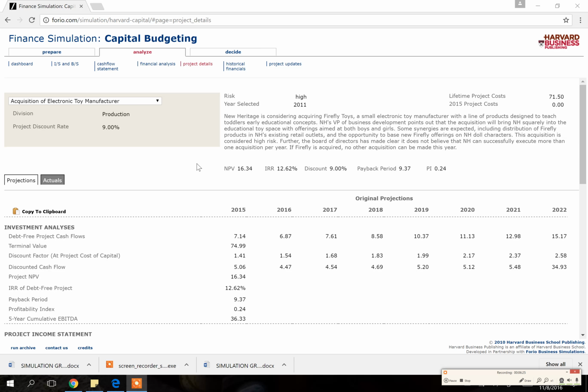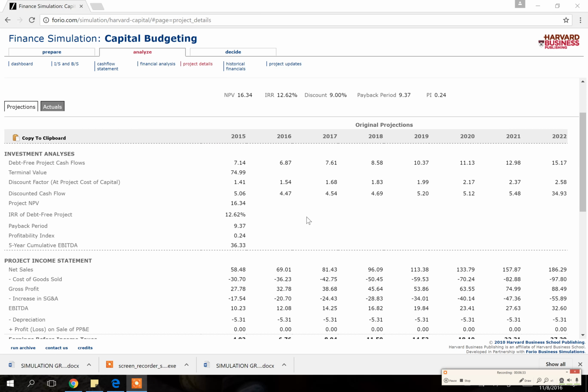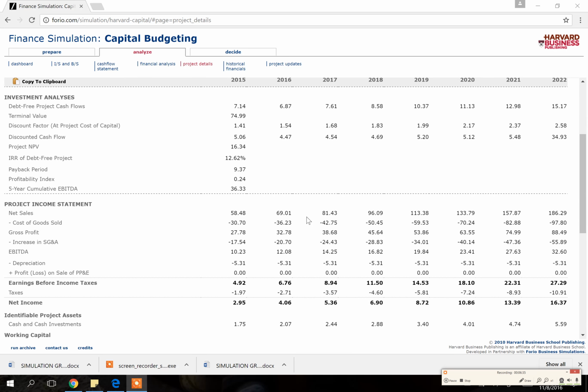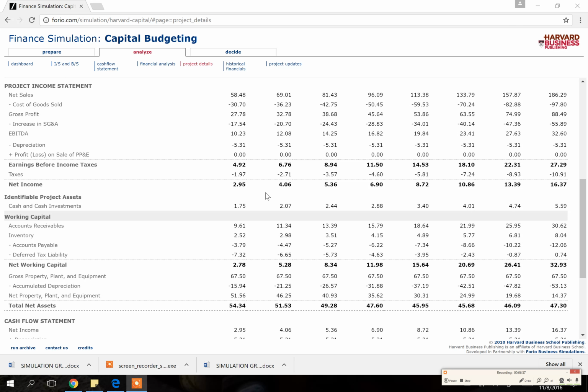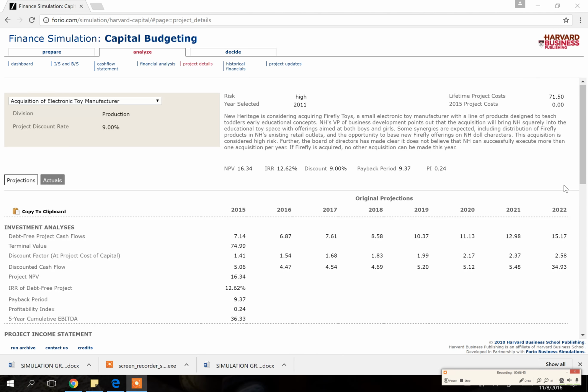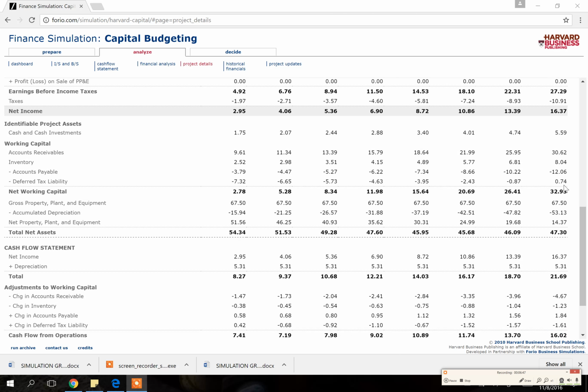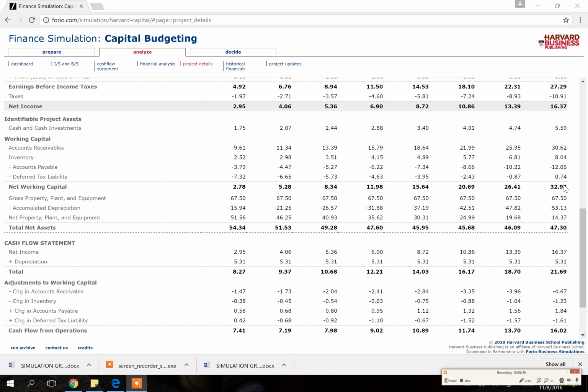Take, for example, this acquisition of the electronic toy manufacturer. The general principle with the PI of 1 or higher, you're going to try to stay away with because you want something that's going to be higher than 1. But when you start looking at the net income, when you start looking at the operating costs, these are pretty impressive numbers. I'm going to start with 2.95 million, but I'm going to end with 16.37 over the course of 5 or 6 years. So that's kind of super impressive.